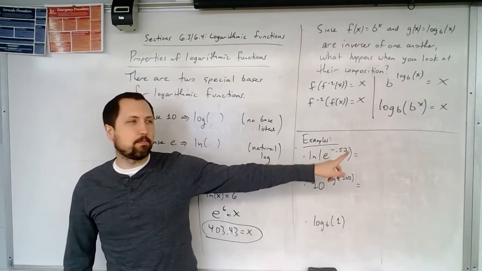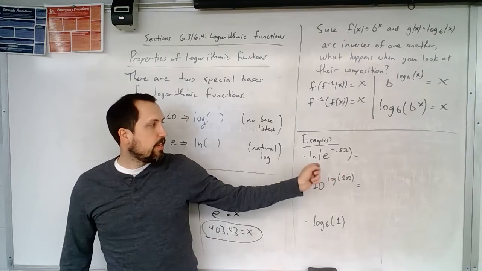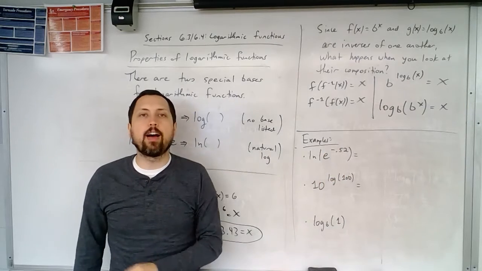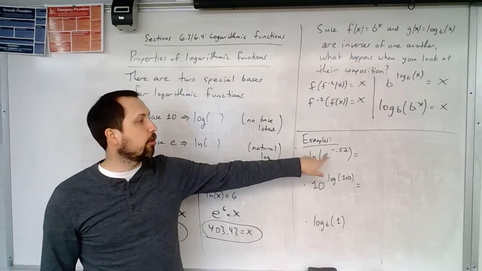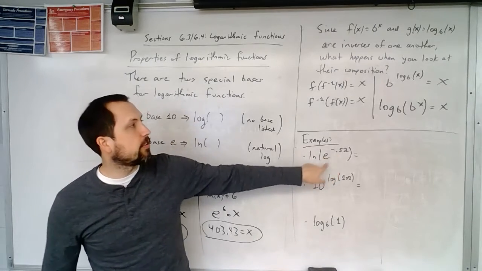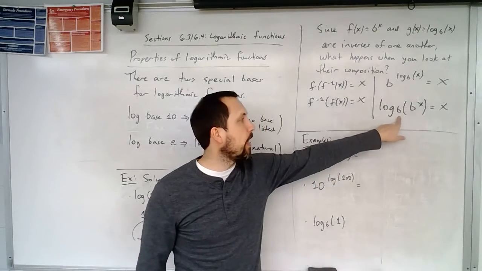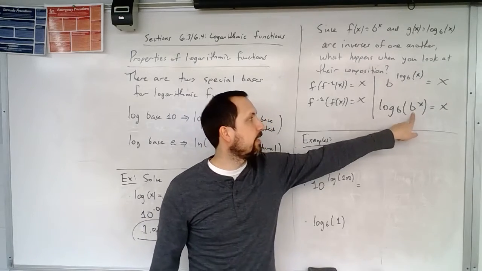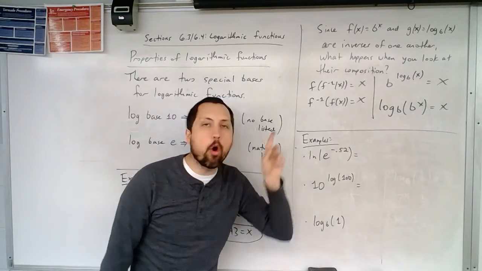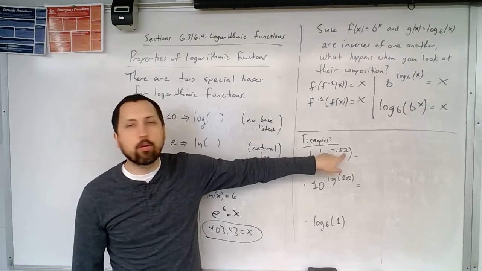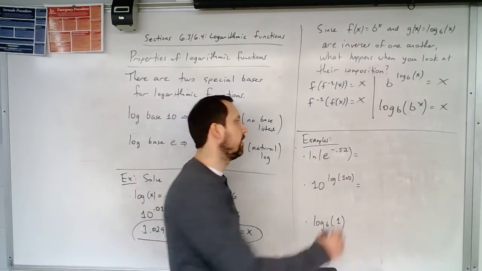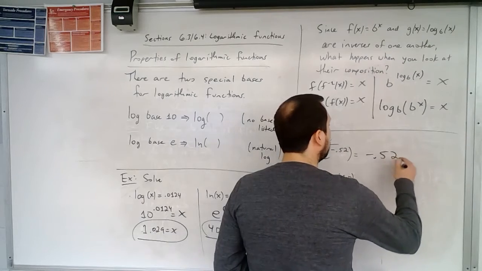So what does this mean if I look at examples? Natural log of e to the negative 0.52. The base of natural log is e, and this is also e to some exponent. So this is going to be very much like this. My base is e, this base here is e. They're the same, so the only thing that's left after this cancels is negative 0.52. So that's my answer, negative 0.52.